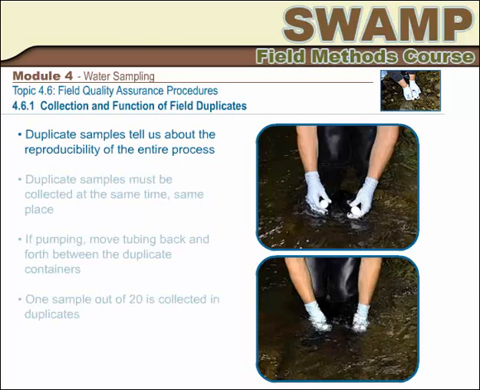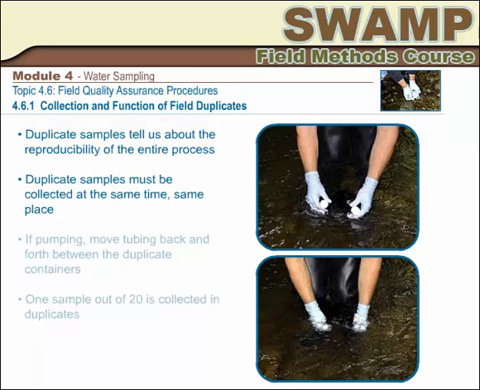Field duplicates tell us about the reproducibility of the entire sampling and analysis process. Duplicate samples are needed for the generation of the precision data quality indicator, and this is essential for the delivery of data of known quality. It is very important to assure that the duplicates represent the same chunk of water, so that the difference between them indicates the error in our measurement process, not the natural variability.